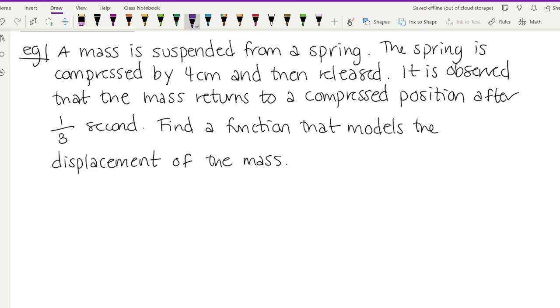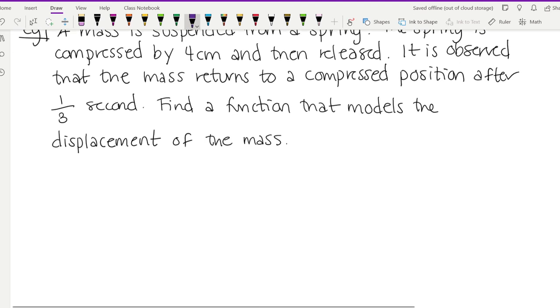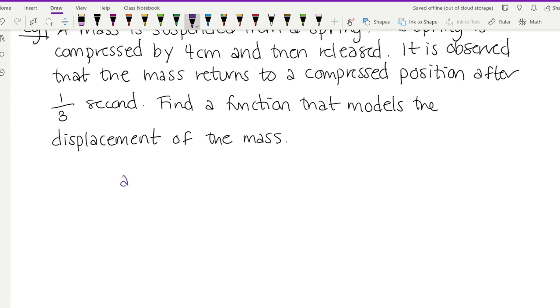So this is another spring example. So the spring is compressed and then released and it kind of goes up and down. And it tells us that it is compressed by 4 centimeters. And it says that the mass returns to its compressed position after 1/3 of a second. So the first thing we want to do is we just want to identify what the amplitude and the period are.